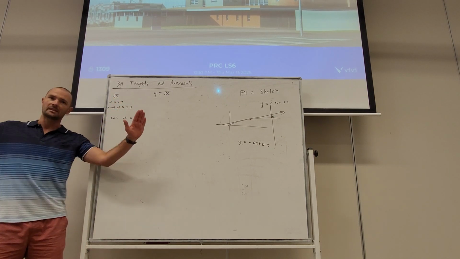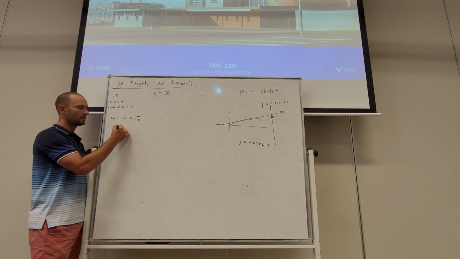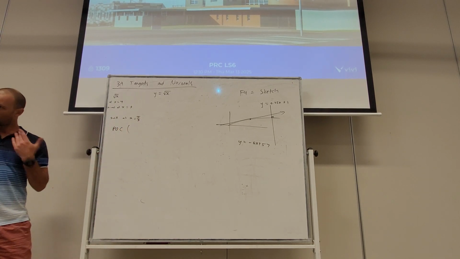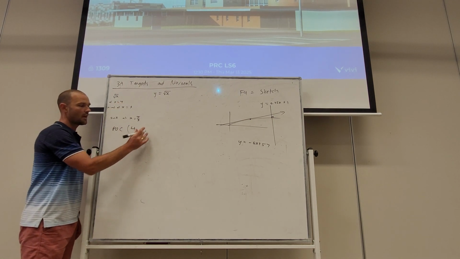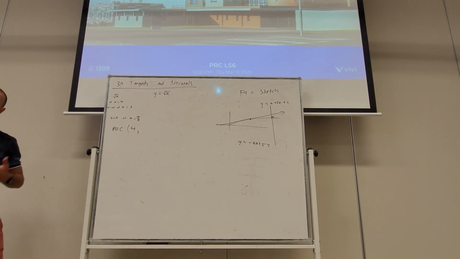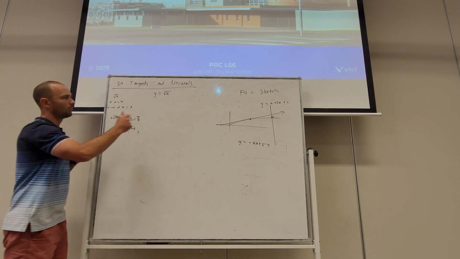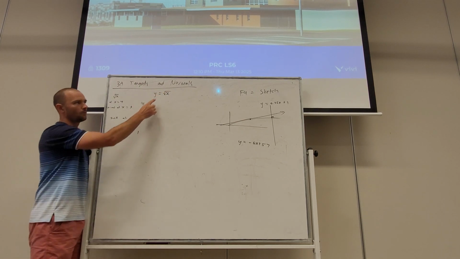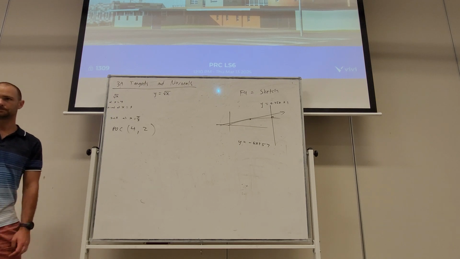Always for the equation of a tangent we need 2 things. We need the POC, which is the point of contact. For the point of contact, we have the x value, that's where we're drawing the tangent, and then we need the corresponding y value. If we have y is root x, that's the function, we put x is 4 into this function, and we're going to get 2.